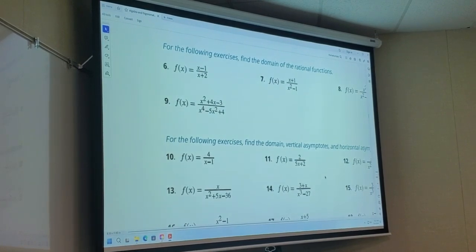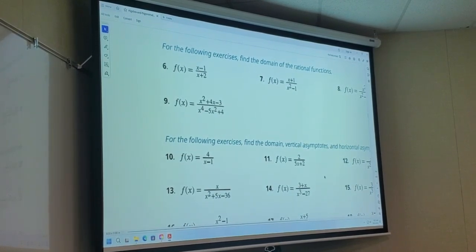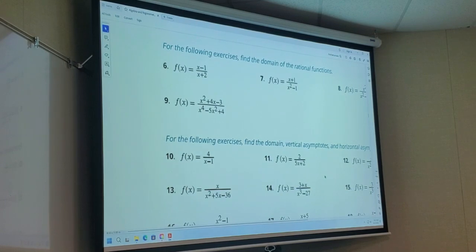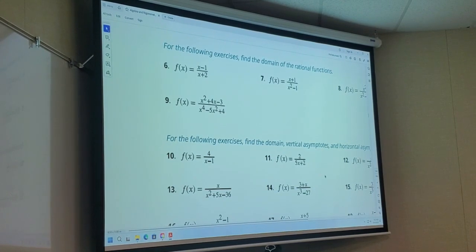If I plug in a number, do I get a square root? Do I get a whole number? What kind of number do I get if I plug a value in for x? A fraction, right? Is that cool?